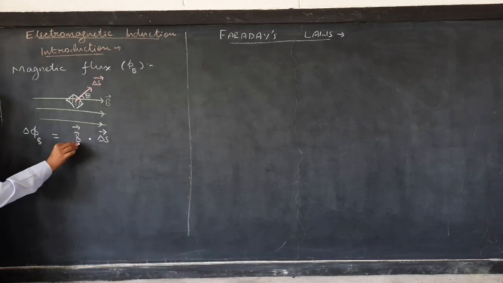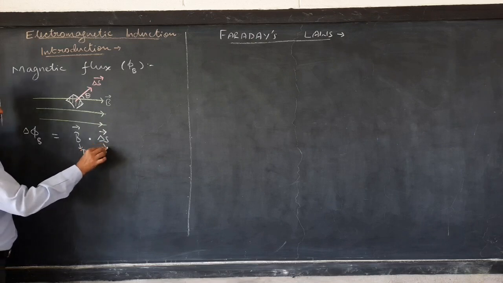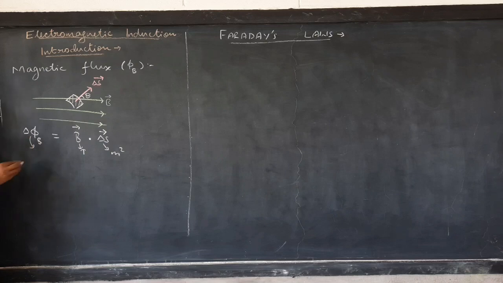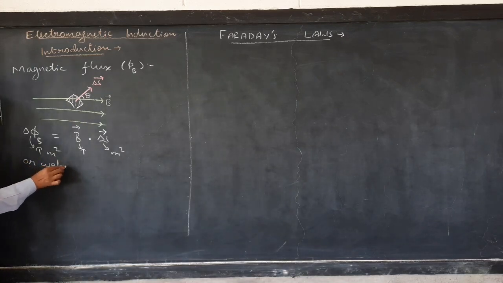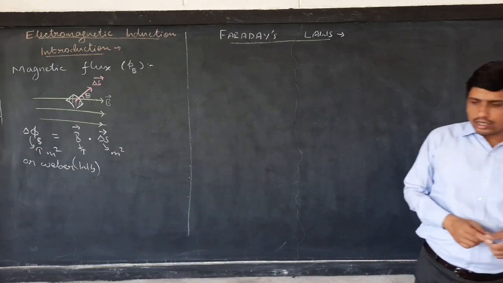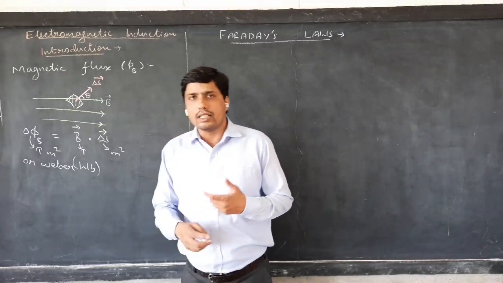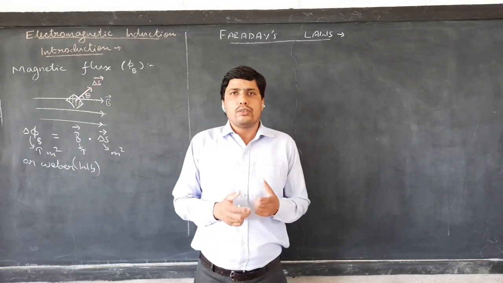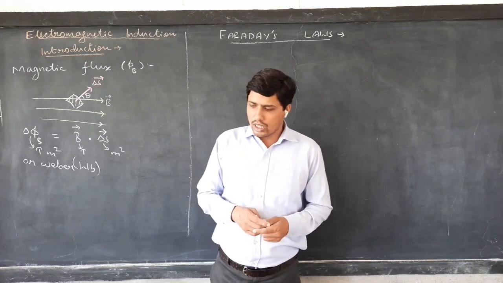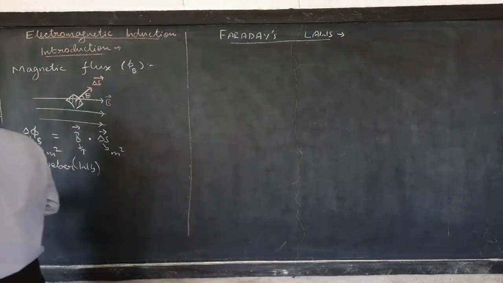Now, magnetic field can be measured in SI units of Tesla, and area we know is meter square. Therefore, the magnetic flux should have SI unit Tesla meter square, which we also call Weber. So we have 1 Weber is equal to 1 Tesla meter square. So this is the definition for magnetic flux. Basically, it gives you an idea about the relative number of magnetic field lines crossing normally through a given area. A relative number. Okay.